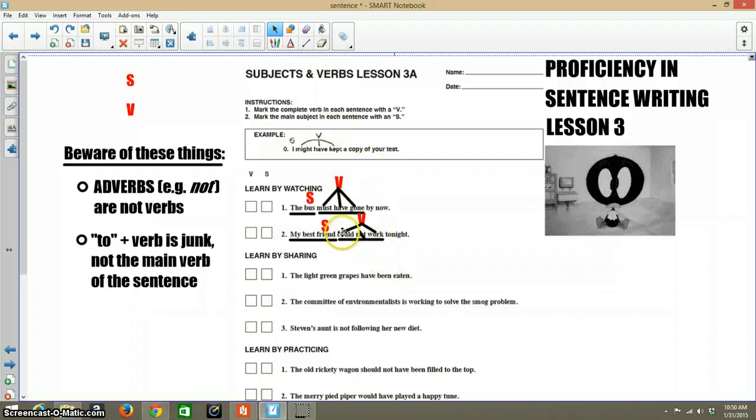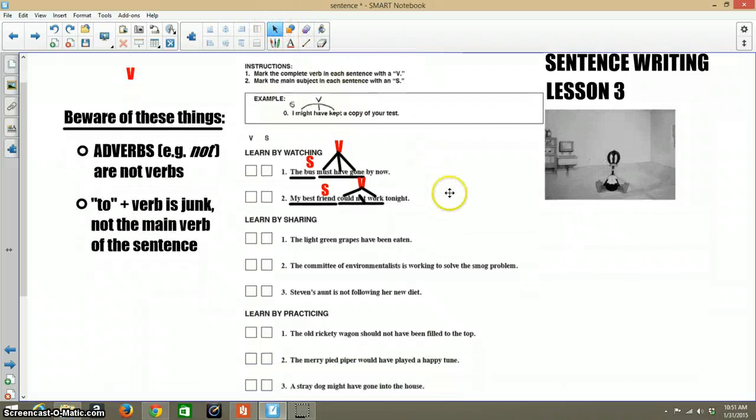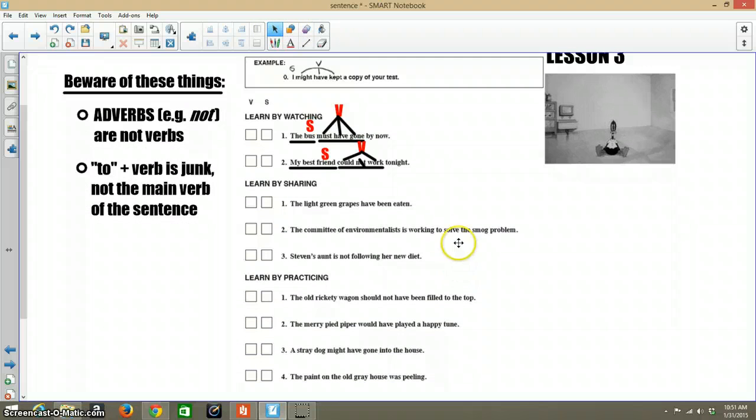Mostly what matters is that you've got the 2 words in that verb, could work, up to the V. Not is not part of the verb. It's kind of like an adjective for it. Something to keep in mind as you go down this activity is that 2 plus a verb, like on question 2 in Learn by Sharing, is not the main verb of the sentence, it's junk. So you can pretty much rule it out.